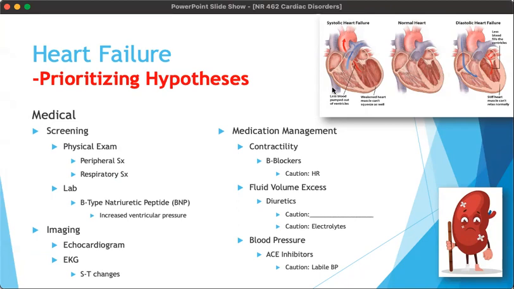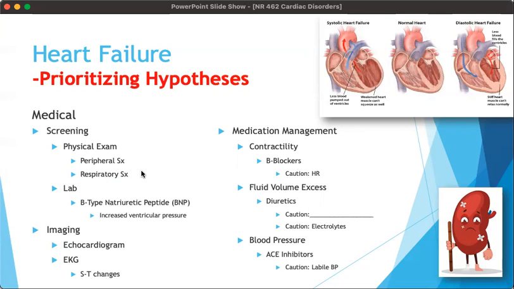So when we look at this picture of systolic heart failure, you can see how the myocardial wall is really, really thin. This is a patient who definitely has increased ventricular pressure, so their BNP will be elevated. They're probably also going to have ST changes, because electricity is not going to conduct through this thin myocardial tissue the same way it would through a normal heart.